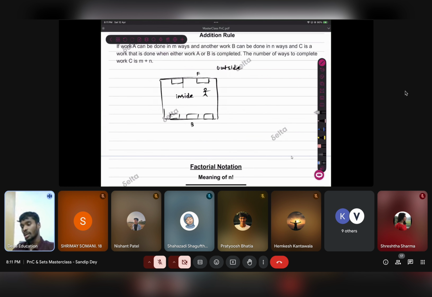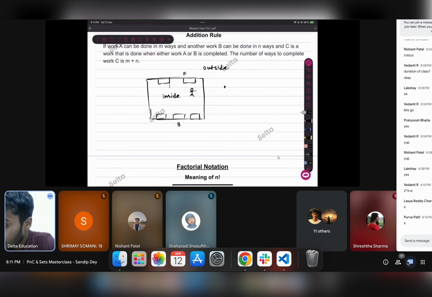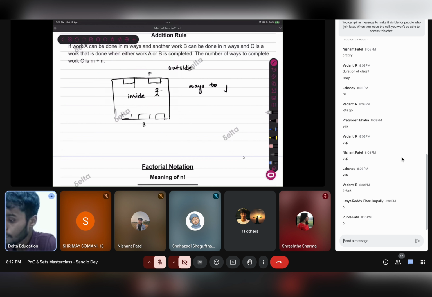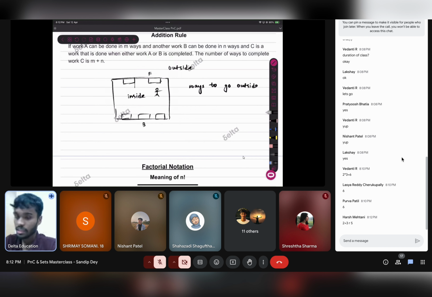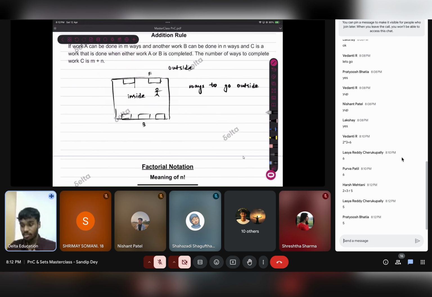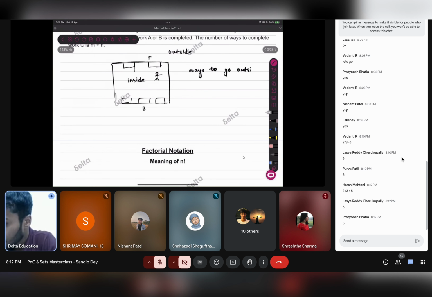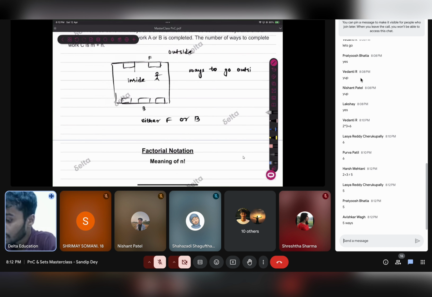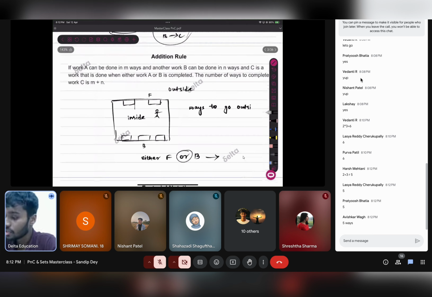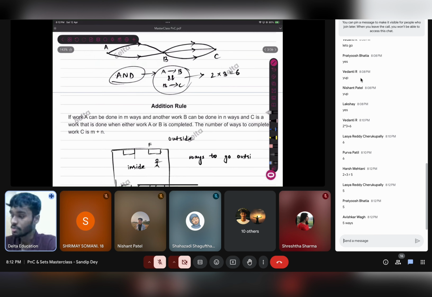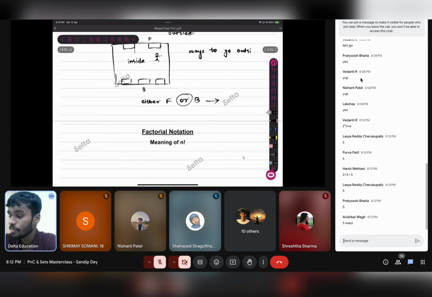So if I now want to know in how many ways I can go outside from inside, what will be the answer? So see, in this case, what we can do, either I can go from the front or I can go from the back, right? So here we have either F or B. So in such case, when there is OR, we add those two numbers of ways. In case of AND, we multiply the number of ways, and in case of OR, we add. So we'll get 5 ways, right? So this is a very basic fundamental thing.